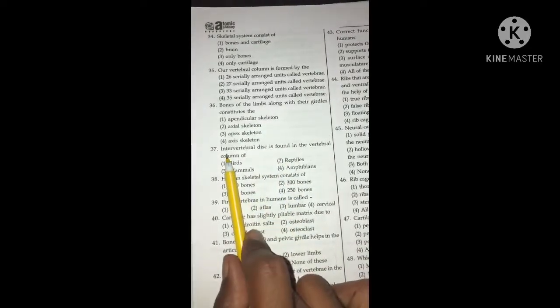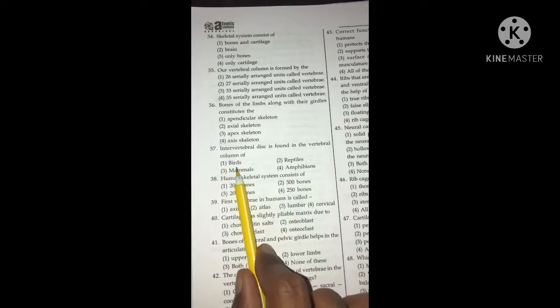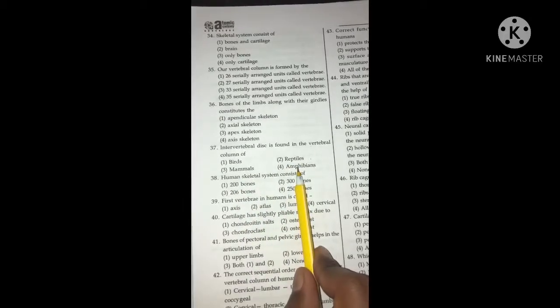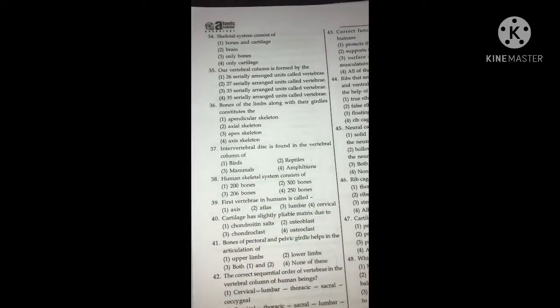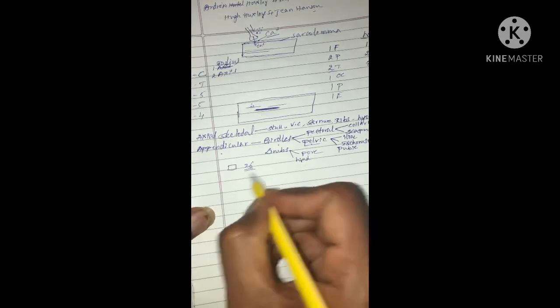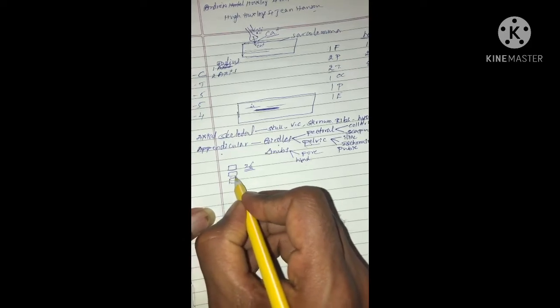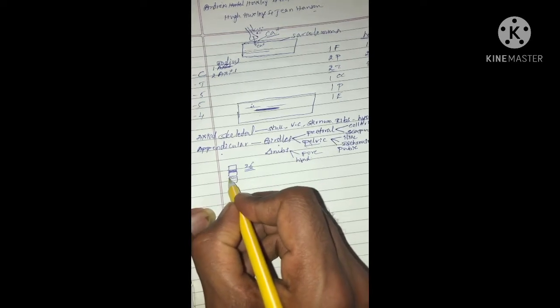Question number 37. An intervertebral disc is found in the vertebral column of birds, reptiles, mammals, or amphibians. The intervertebral disc is commonly observed in mammals. What is an intervertebral disc? Between one bone and the adjacent bone in the backbone, there is cartilaginous tissue. In the backbone, 26 bones are present. This cartilaginous tissue is called the intervertebral disc.